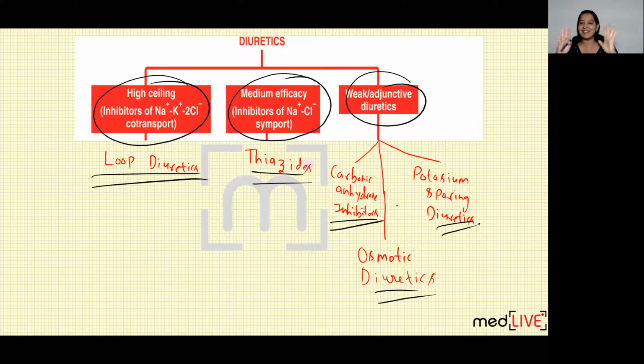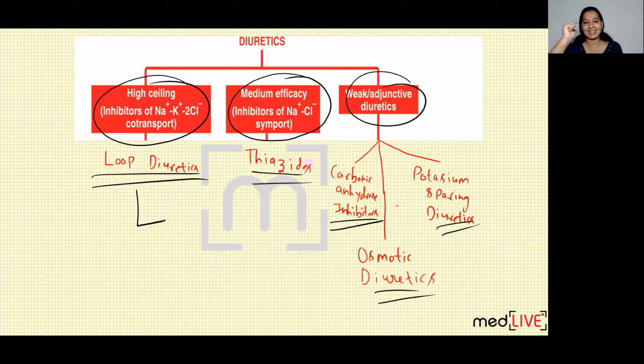So in total, there are 5 classes of diuretics. There are 3 classes, but the third one again has 3, so in total there are 5 classes. I will assign one alphabetical letter to each class to form a mnemonic. The loop diuretics, I will say it is L because it starts with L.